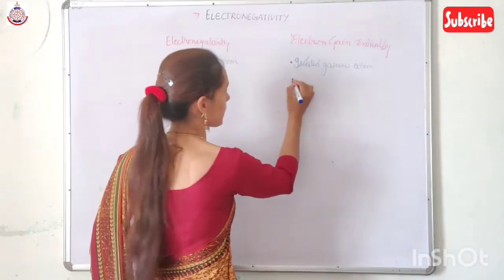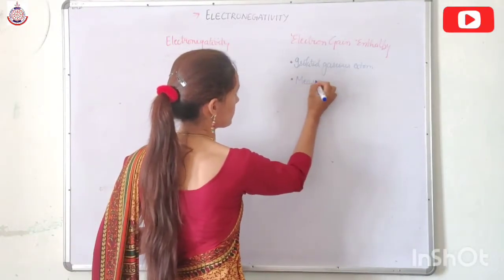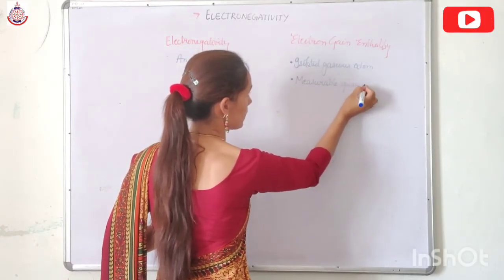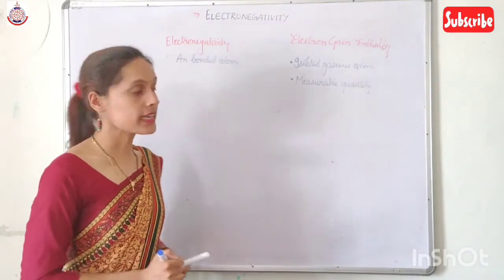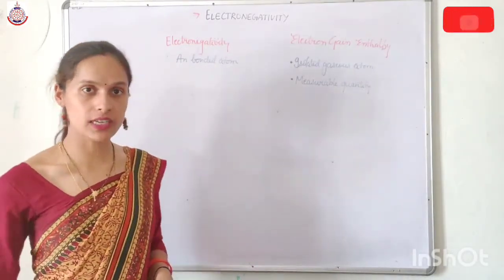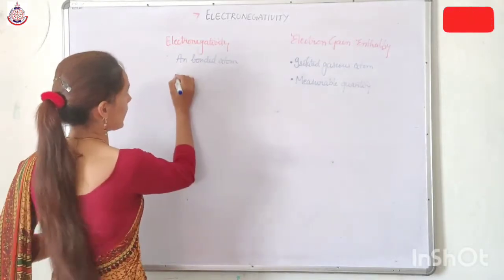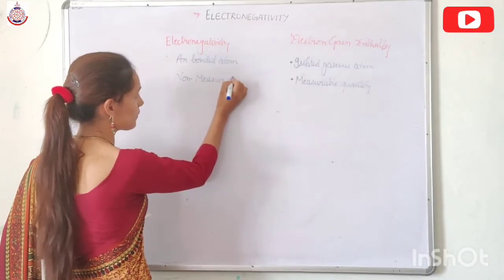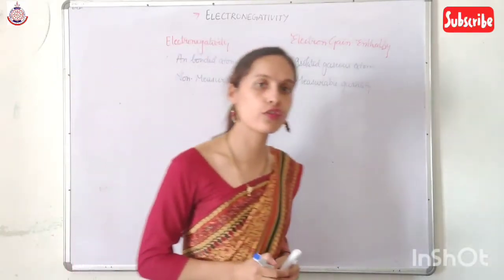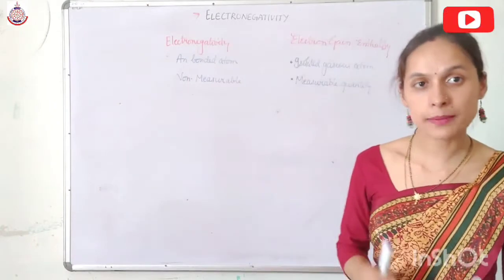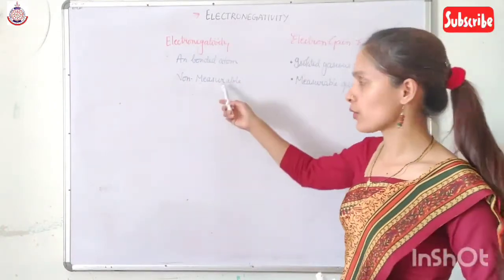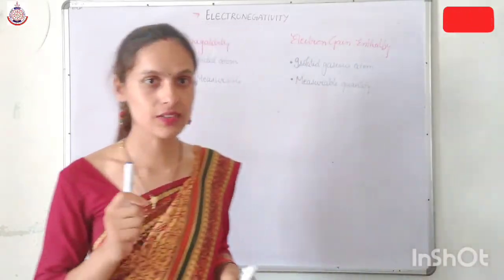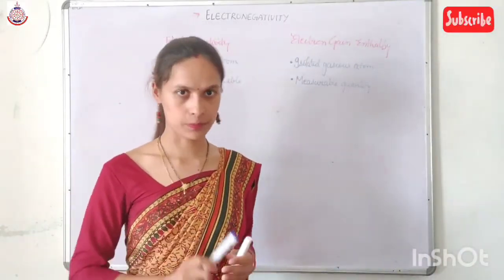Next, electron gain enthalpy is a measurable quantity. But if we talk about electronegativity, it is a non-measurable quantity and it is a relative number with respect to fluorine. And why fluorine? Because fluorine is the most electronegative element of the periodic table.